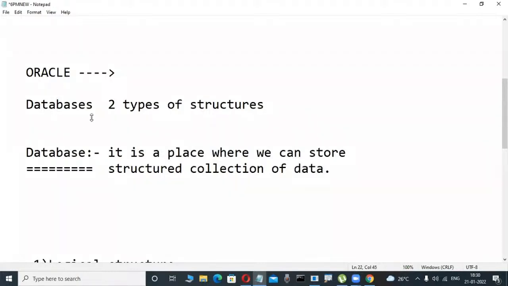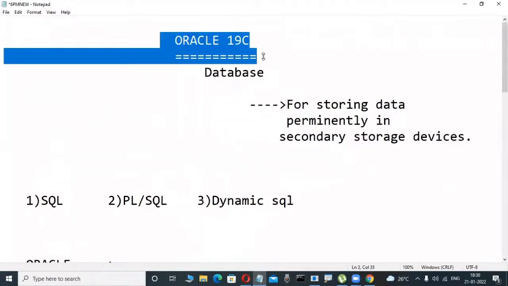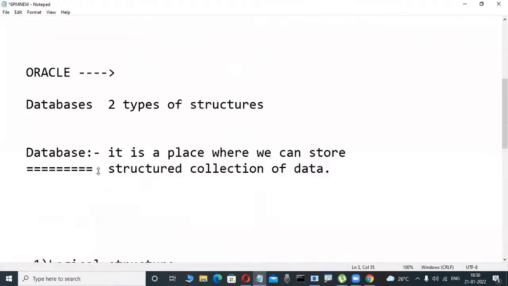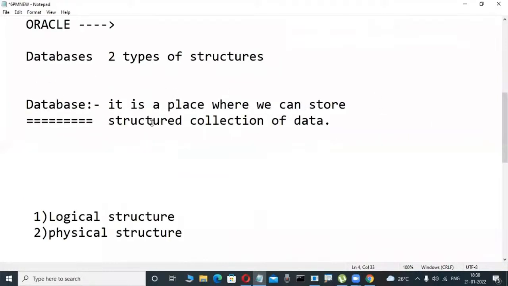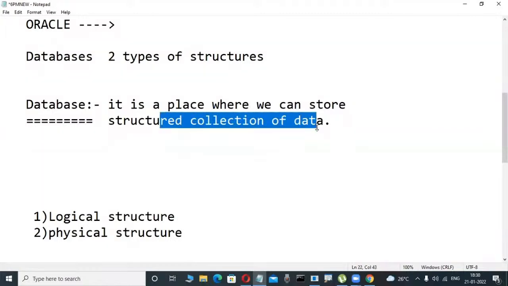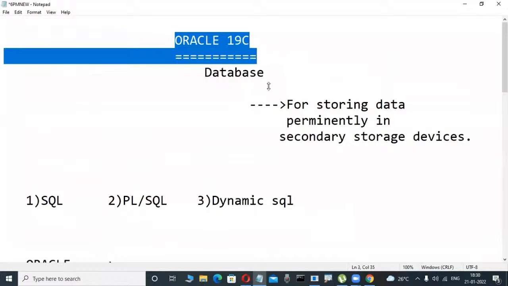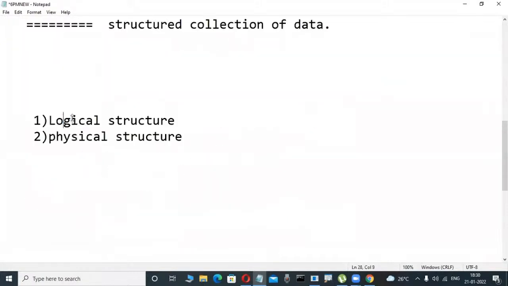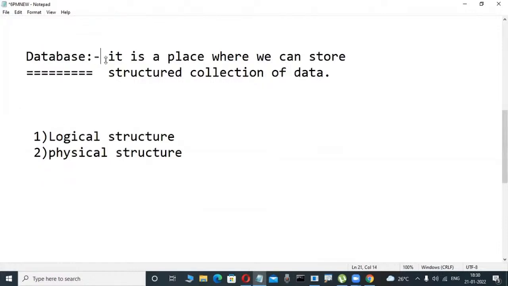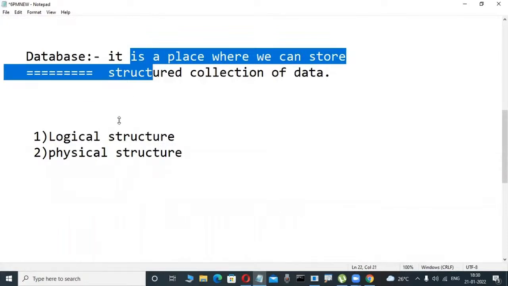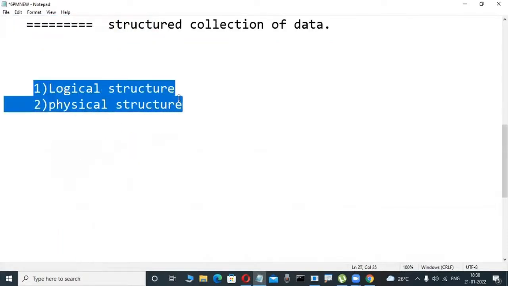Observe here. Actually, whenever we install Oracle or any relational database software, what is the database actually? It is a place. Whenever we install this type of software, automatically some place is reserved in the hard disk. In that place only we can store a structured collection of data. But whenever we install these softwares, two types of structures are there: one is logical structure, another one is physical structure. This definition I am not explaining today; you will understand one of these days.